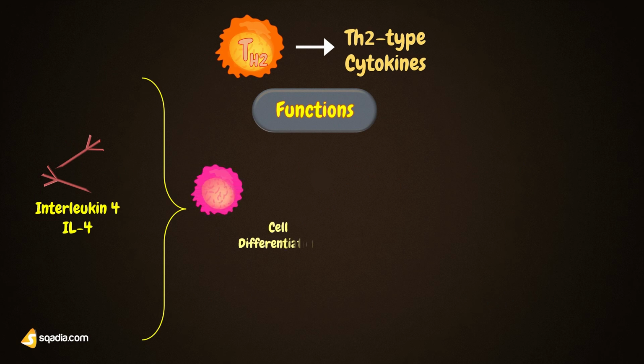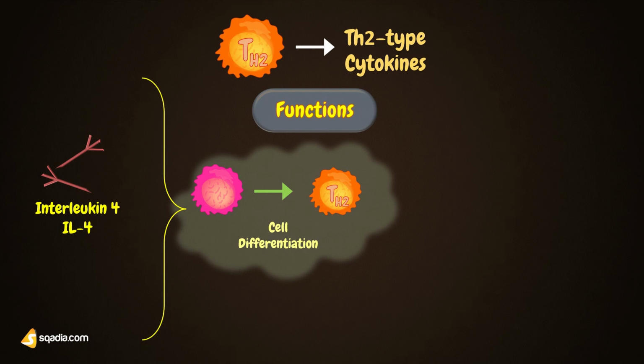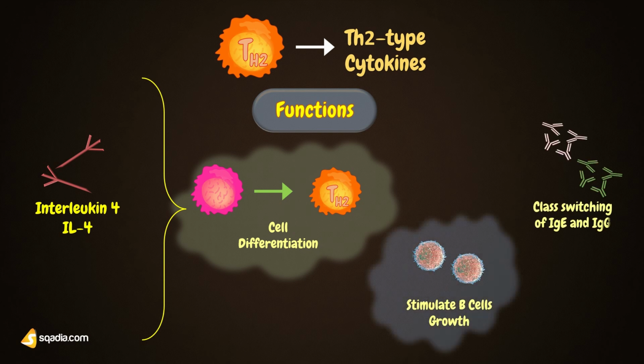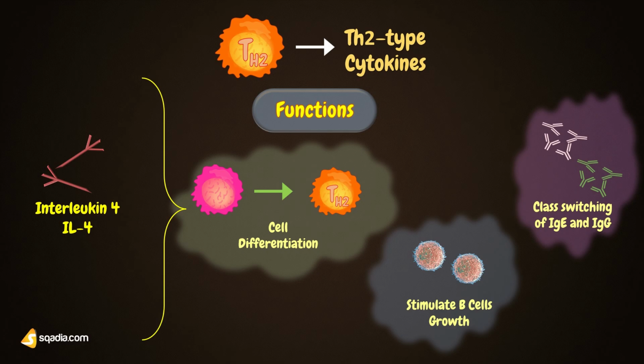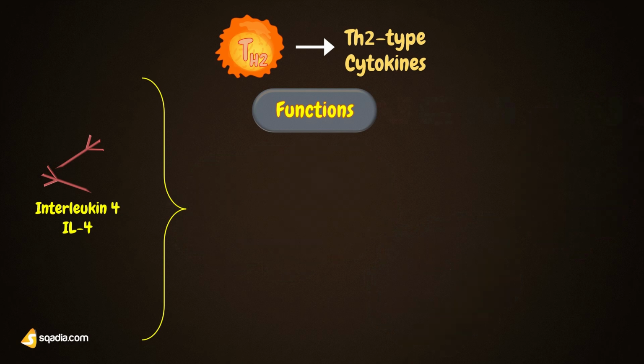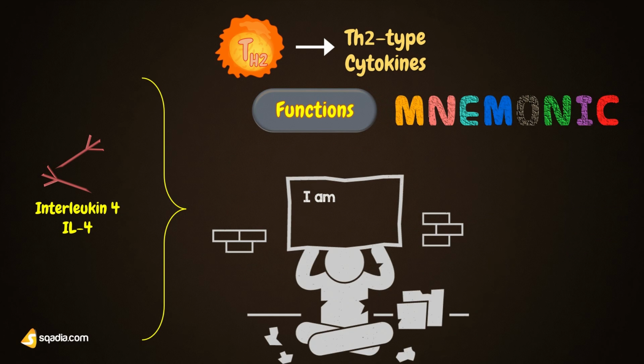The first function of IL-4 is that it induces the differentiation of T cells into Th2 cells, that is, the helper T cells. Interleukin 4 also promotes the growth of B cells, as well as enhances the class switching of IgE and IgG antibodies. These functions of the cytokine interleukin 4 can be remembered easily with the help of a mnemonic.